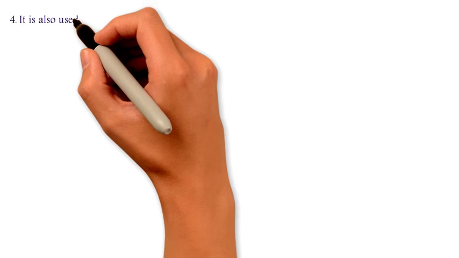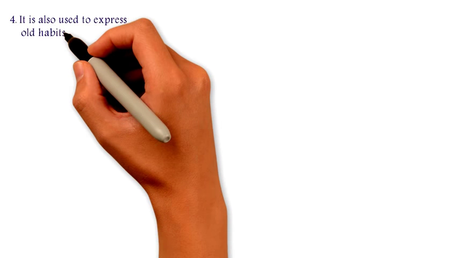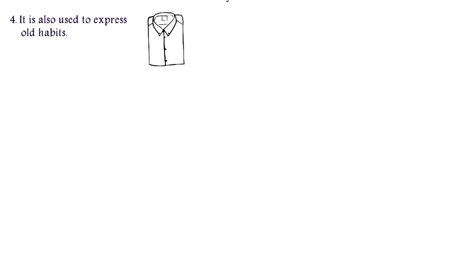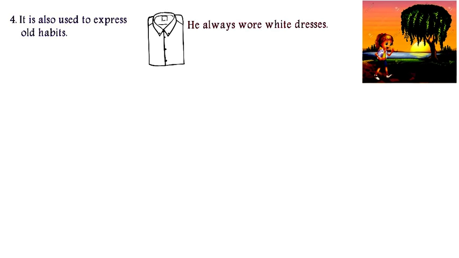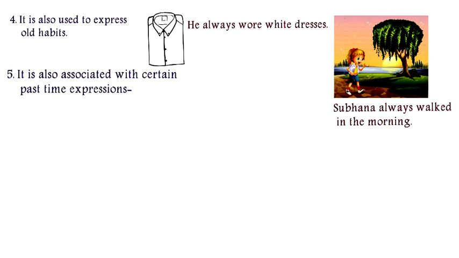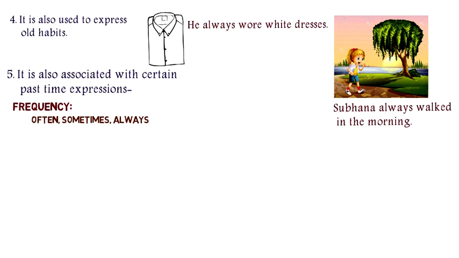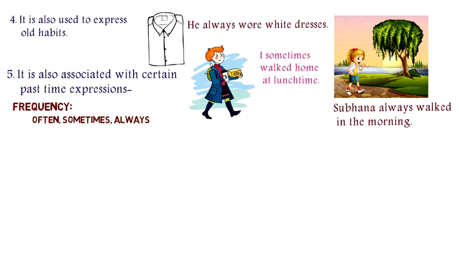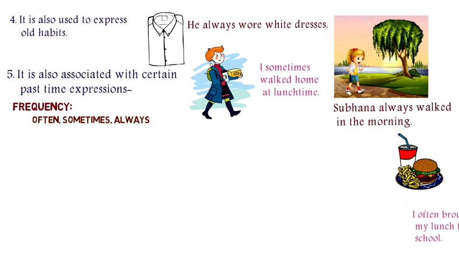It is also used to express old habits, like he always wore white dresses. Subhana always walked in the morning. It is also associated with certain past time expressions such as frequency, like often, sometimes, always. For example, I sometimes walked home at lunchtime. I often brought my lunch to school.